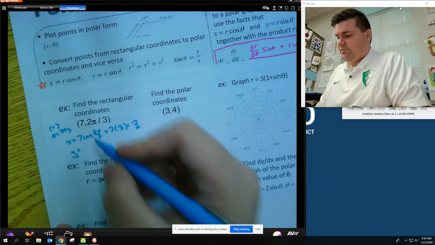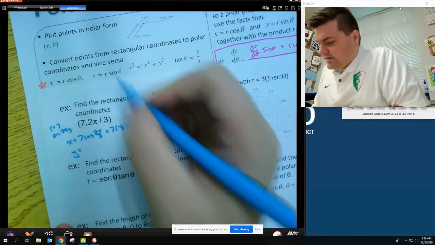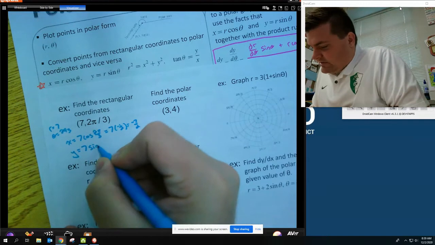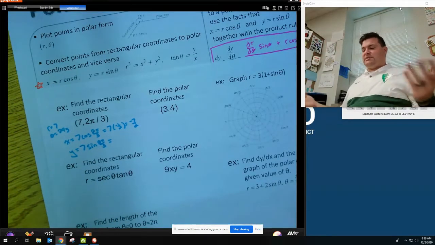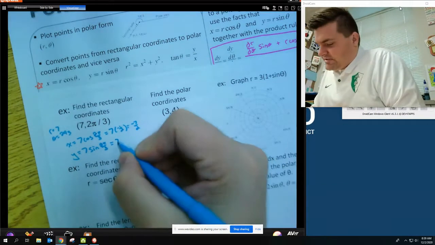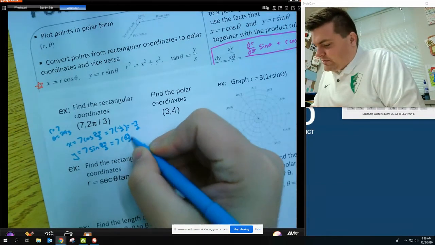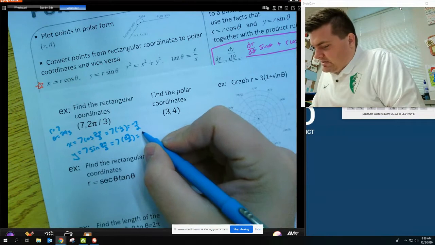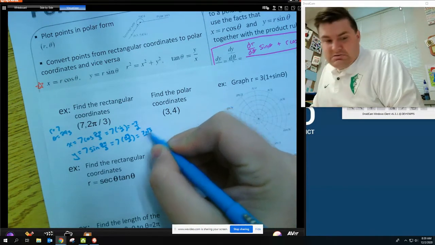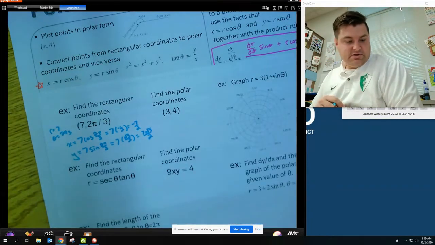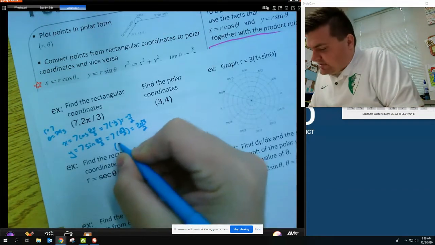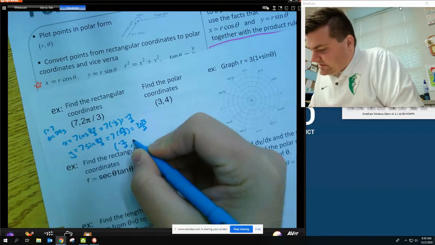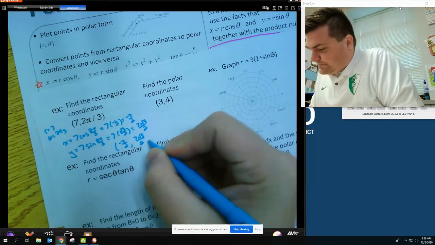For y, we're going to get r sine theta, so it's going to be 7 sine of 2 pi over 3. 2 pi over 3 is in the second quadrant, so it's going to stay positive. It's going to be 7 times root 3 over 2, so this is going to give me 7 root 3 over 2. So rectangular coordinates are going to be negative 7/2, 7 root 3 over 2.